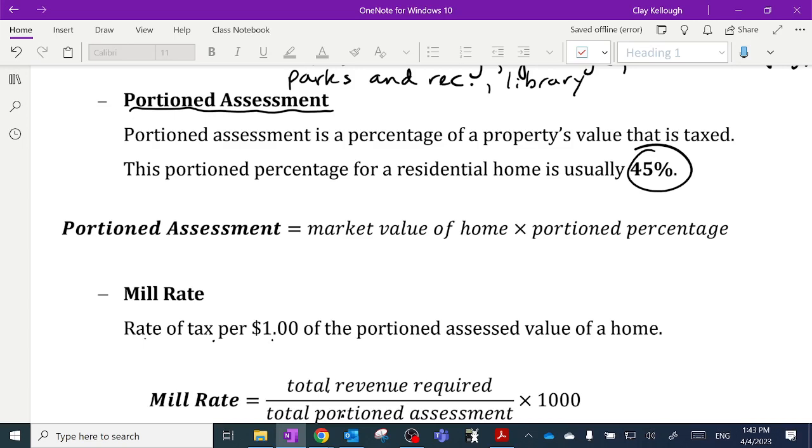The bank is looking at, well, this is how much it's worth according to the market if I wanted to sell it right now. The insurance company is thinking, well, this is how much it is if I have to rebuild it from the ground up because it burned down. But for the property tax guys, it's here's how much we think that person owning that house should have to pay in taxes, and we've decided it's around 45% of the market value. So I should say 45% of market value.